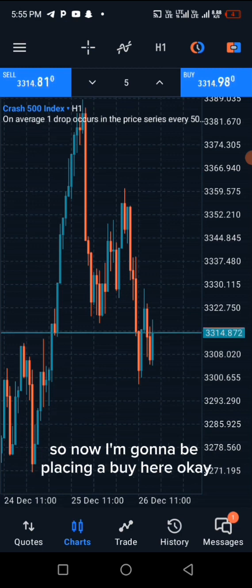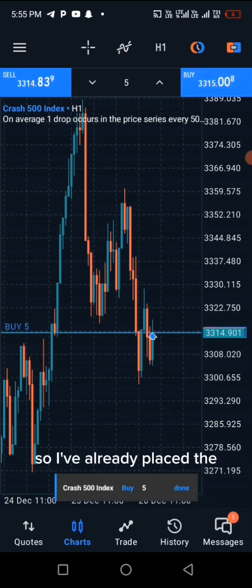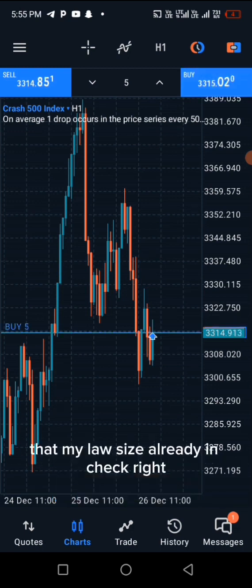So now I'm going to be placing a buy here. Just click on the buy. So I've already placed a buy. My lot size is already in check.